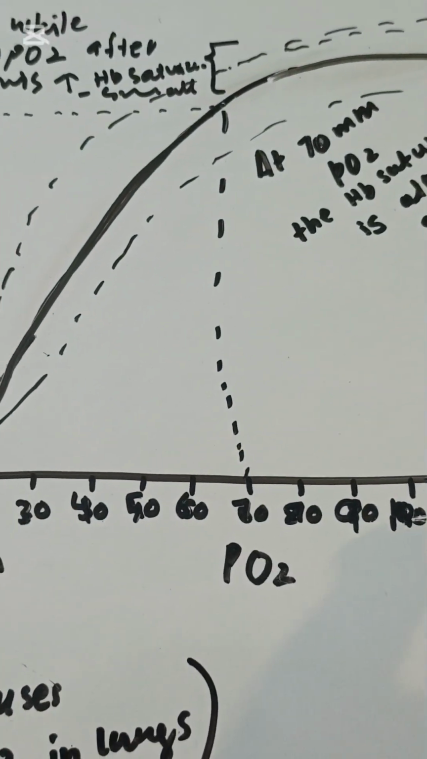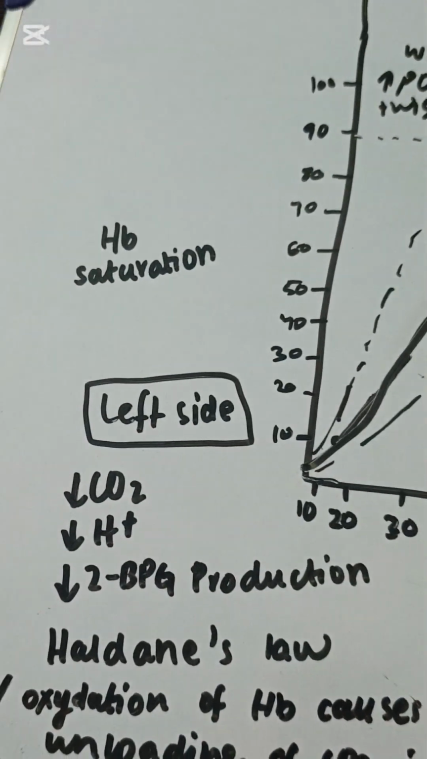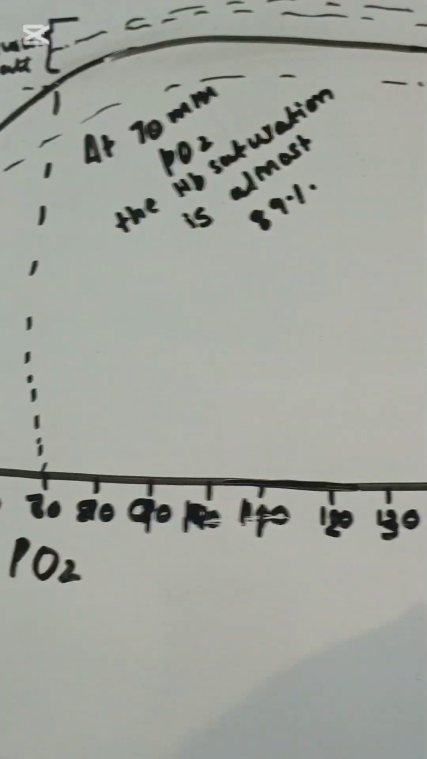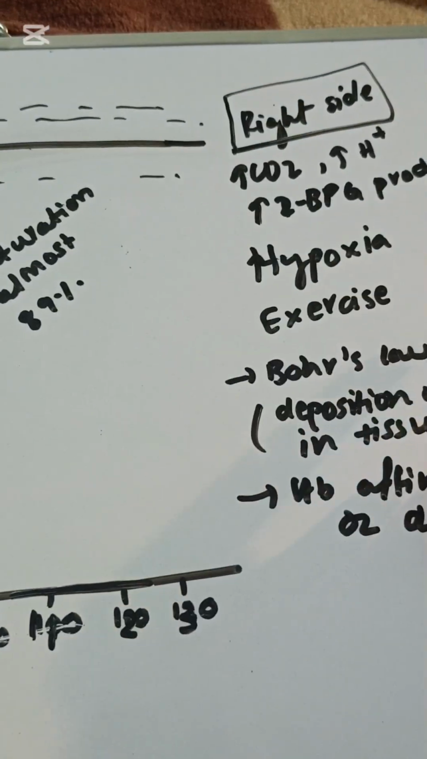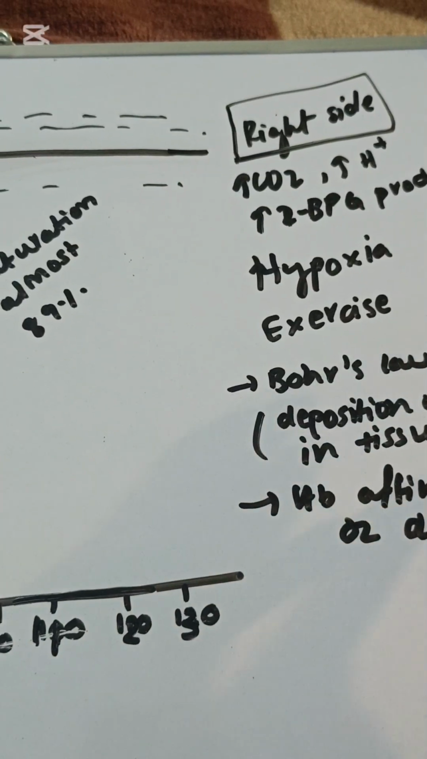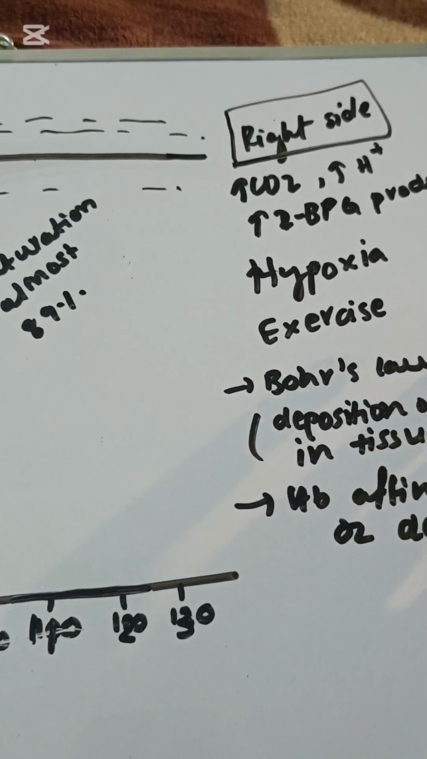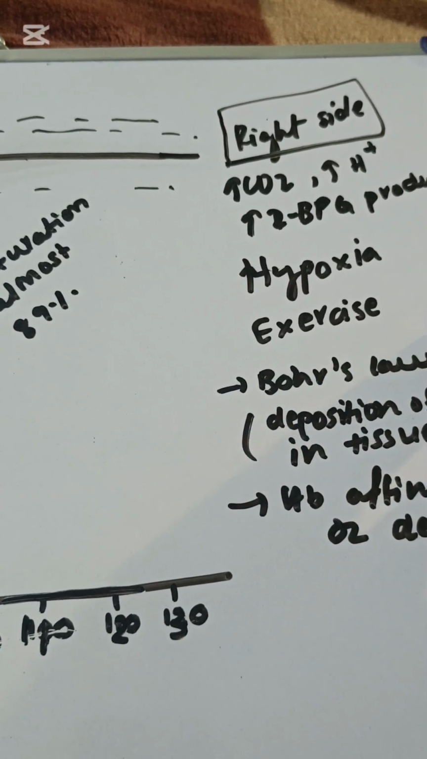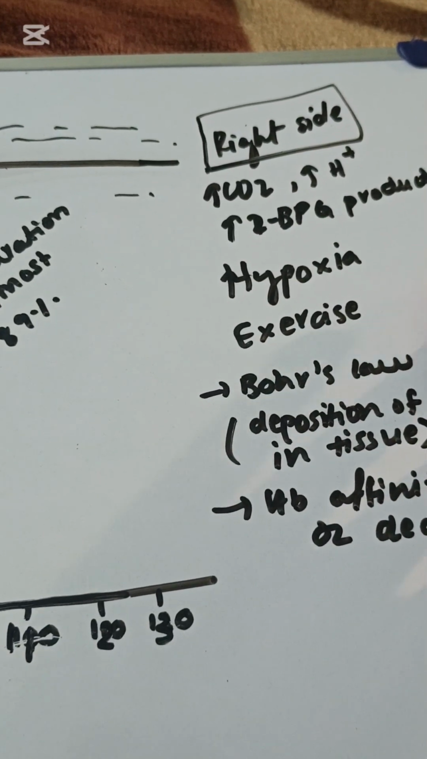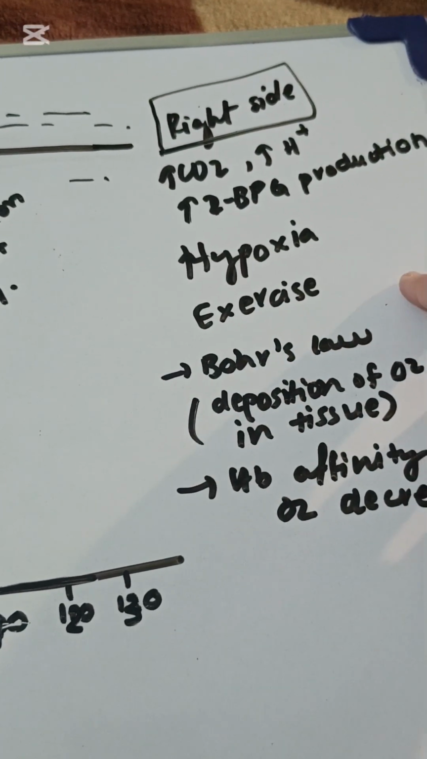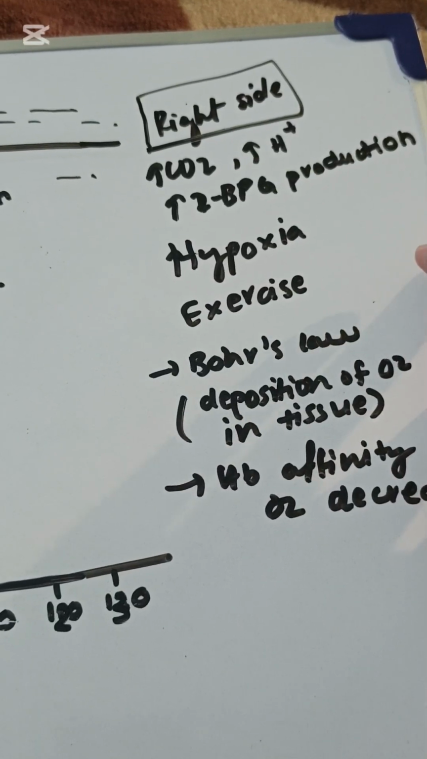So in the hemoglobin oxygen dissociation curve, we have the right side and we have the left side. There's a very important concept that is most likely asked in papers. So on the right side, consider that you're in the tissues. Carbon dioxide concentration is high, right? And the hydrogen ion concentration is also high. And due to these two factors, 2-BPG production is also increasing here.